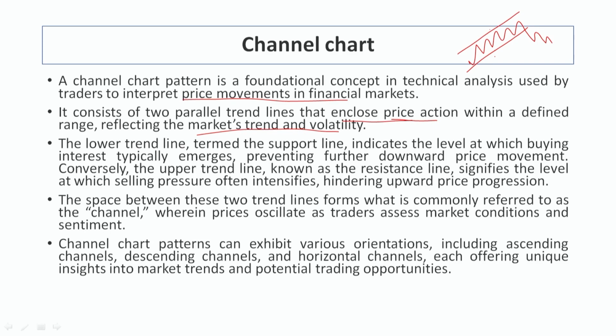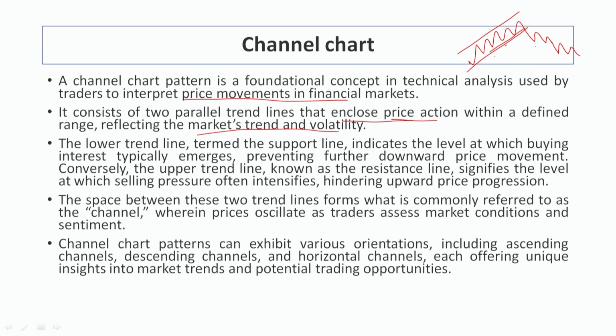The lower trend line, termed the support line, indicates the level at which buying interest typically emerges. So this is the lower trend line, preventing further downward price movement. If this channel has been prepared, it is providing a support to the stock prices, and it is actually making sure that prices don't go down below this level.